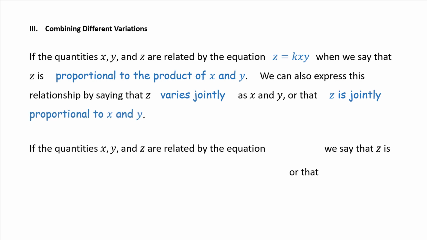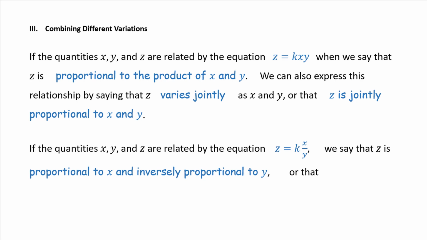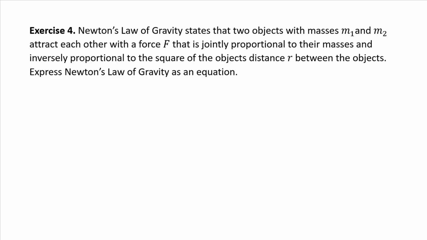If the quantities x, y, and z are related by the equation z equals k times the quotient x divided by y, we say that z is proportional to x and inversely proportional to y, or that z varies directly as x and inversely as y.